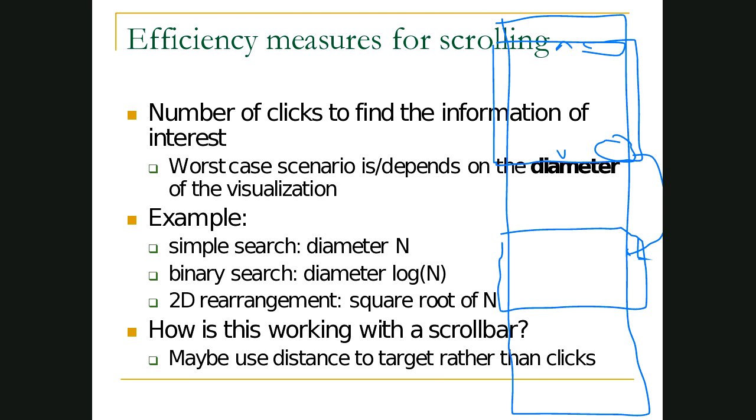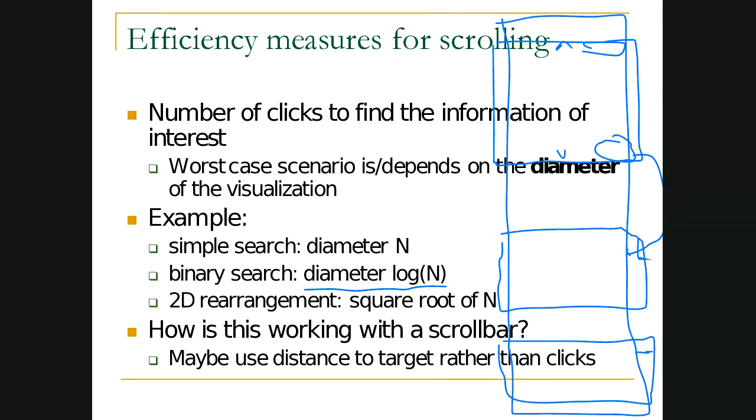And then I go halfway through, I skip another 250K, so I'm right here. And then I go halfway, skip another 125K. So the closer I get to my target, the smaller the jumps I can use. So the diameter ends up being proportional to log of n. Because it's binary, it's going to be log base 2.